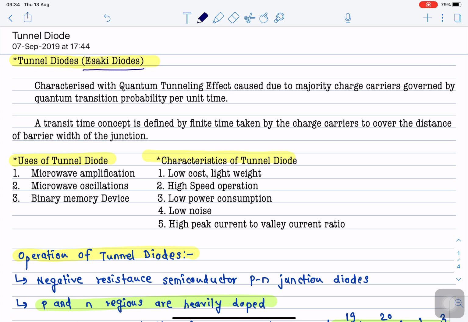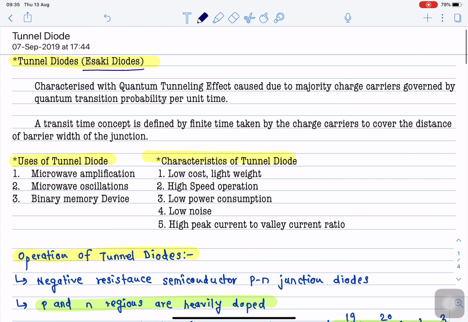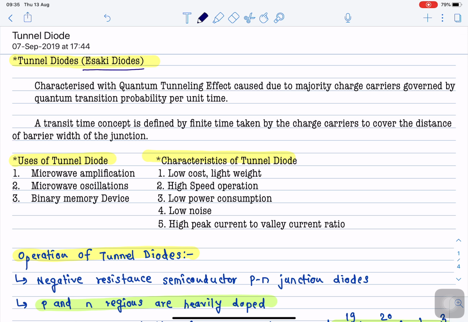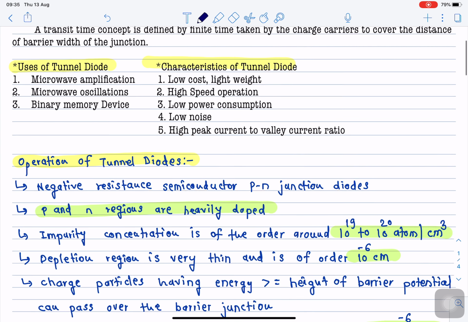The name Esaki stands for the Japanese scientist who originally found out the operation of the tunneling mechanism, which we normally call a quantum effect, in a special type of semiconductor diode, which will provide us a negative resistance effect. Right? So tunnel diodes are sometimes also called Esaki diodes. And these diodes have a very important property that at a certain applied voltage, they are going to provide us a negative resistance.